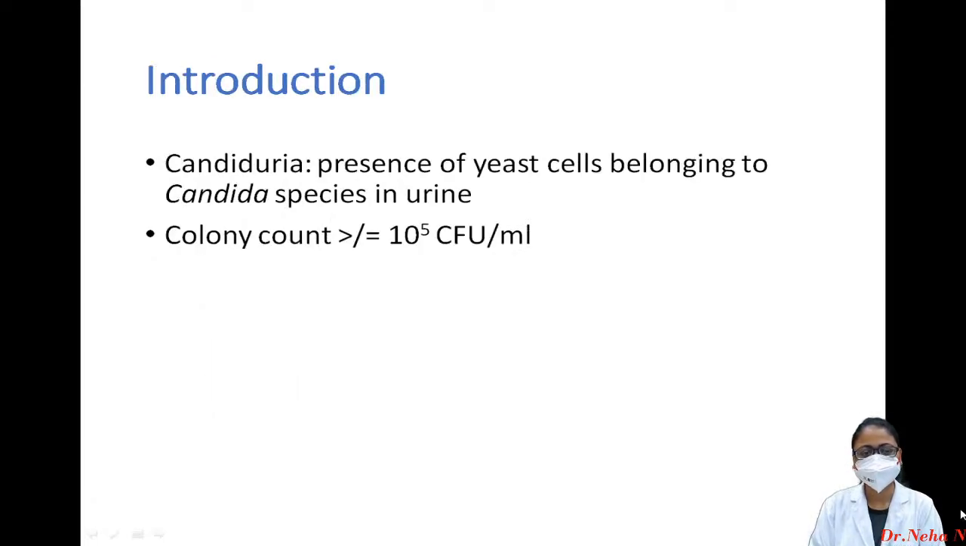So, introduction. Candiduria is defined as the presence of yeast cells belonging to the Candida species in urine, and the significant colony count taken as the cutoff is 10 to the power 5 colony forming units per ml.